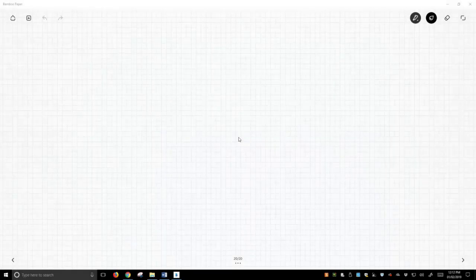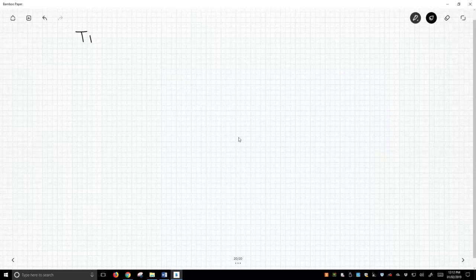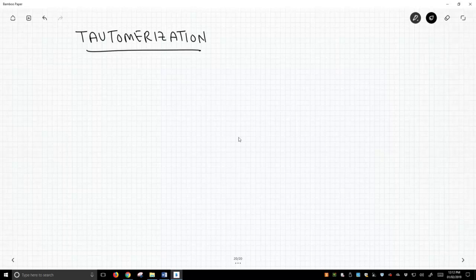We're going to cover this big topic of tautomerization. Let's see if I can spell it correctly. It is a huge topic. We're going to cover one specific aspect of it, specifically tautomerization of ketones. So let's draw a nice simple ketone, acetone.